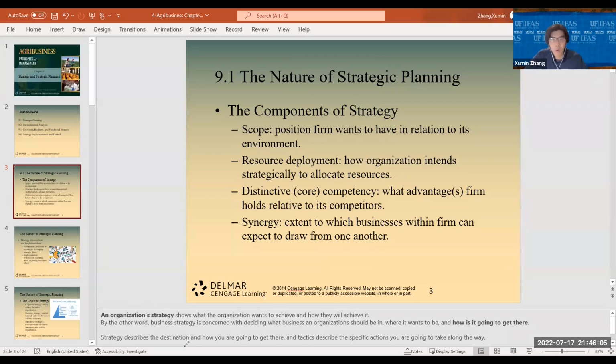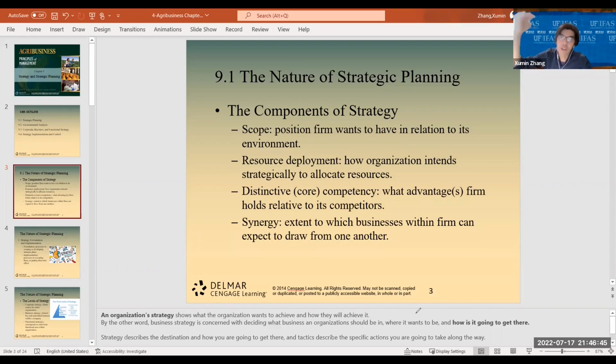Let me try to explain what strategy is and what tactics are. Strategy is the goal, more about the organization's goal and the destination, and it tries to describe how the company is going to get there. Tactics are very specific. They are the actions.